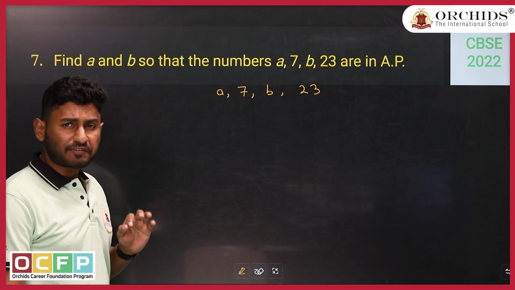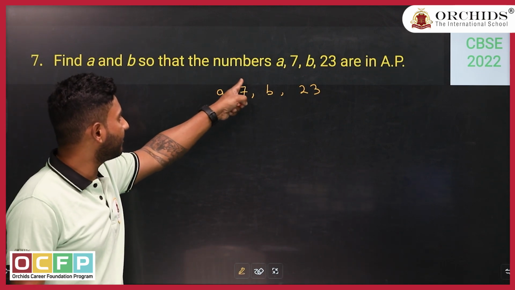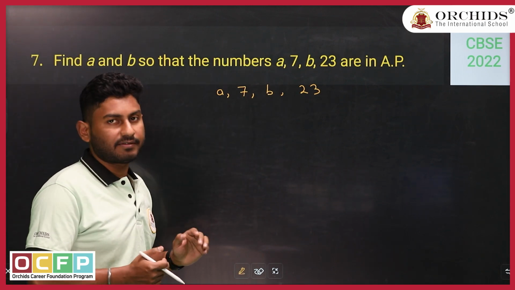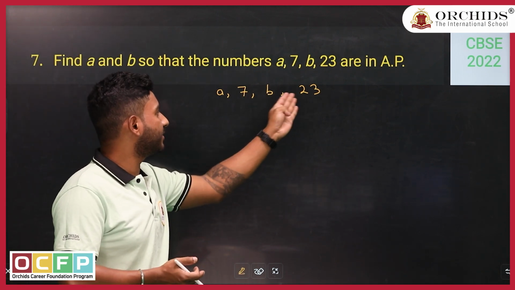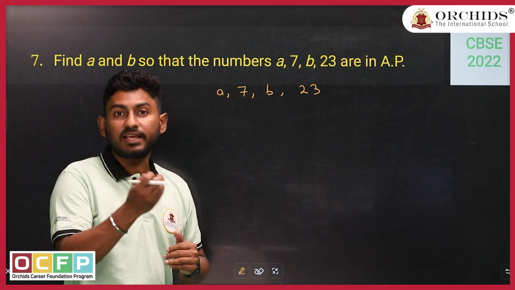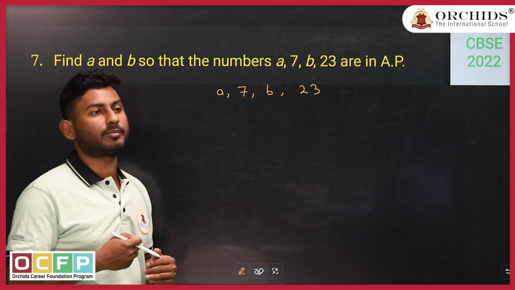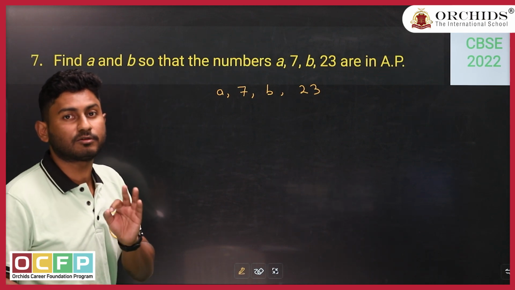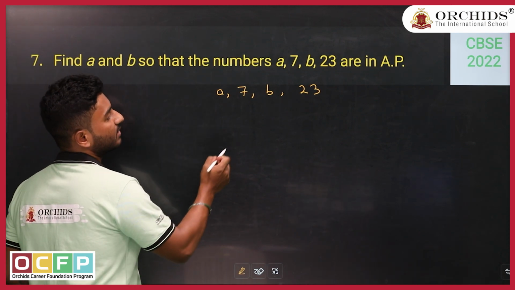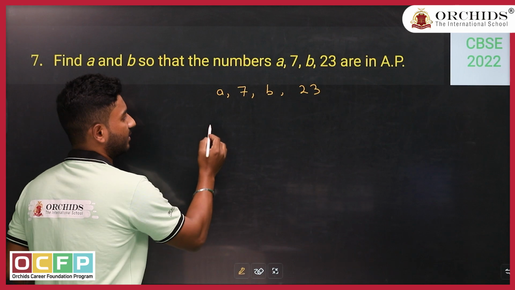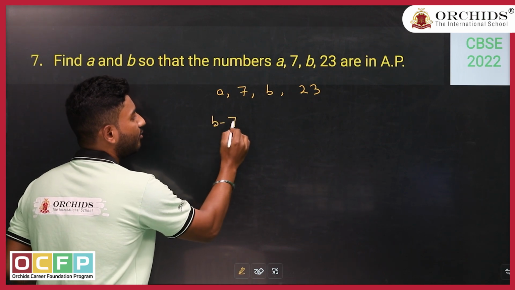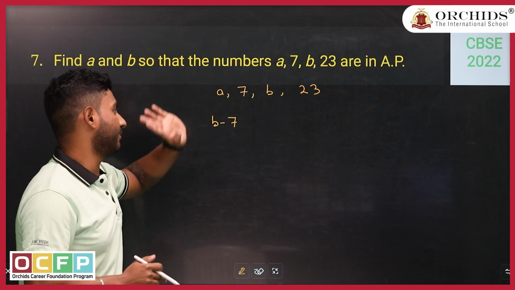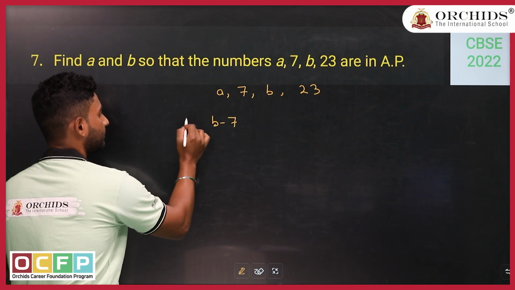Now, can I find out D? 7 minus A, you are not getting. B minus 7, you are not getting. 23 minus B, you are not getting. So D I am unable to get from here. But let us form a particular equation out of it. What is the equation? B minus 7 will give us a common difference, right? So B minus 7 is a common difference.